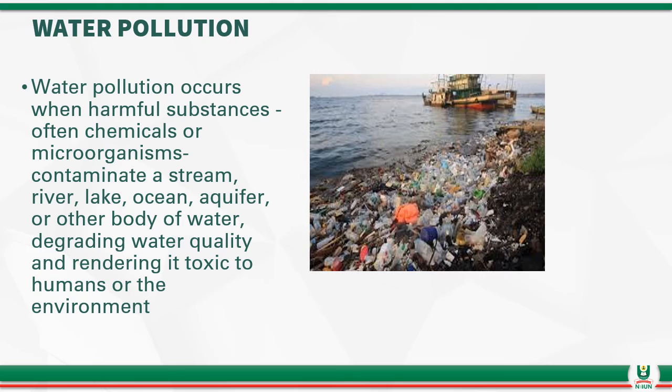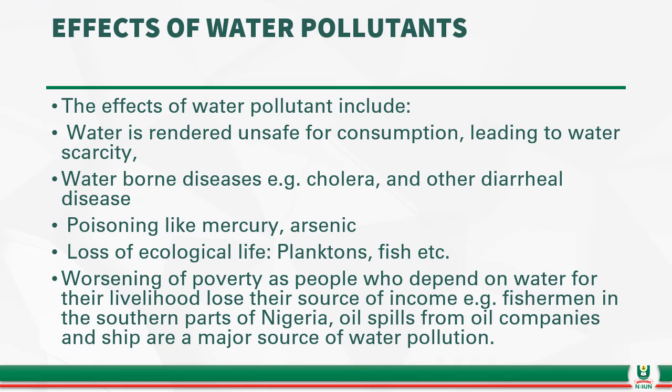Also the heavy metals from motor vehicles via urban storm water runoff and acid mine drainage. Then silt, that is sediment in runoff from construction sites, and trash or garbage. All these are inorganic pollutants in the water. Now let's look at the effects of water pollutants. The effects include water being rendered unsafe for consumption, waterborne diseases like cholera and other diarrhea diseases, poisoning like mercury, and loss of ecological life. These are the effects of water pollutants.